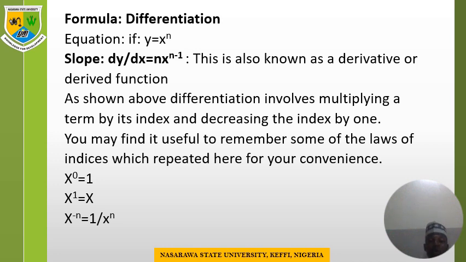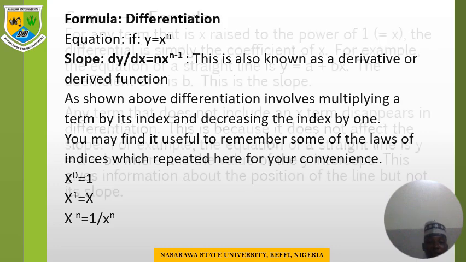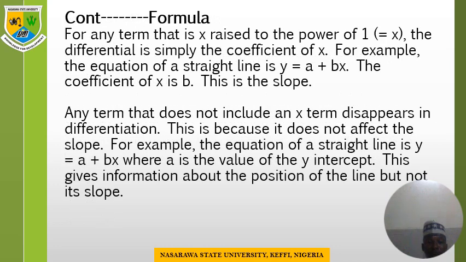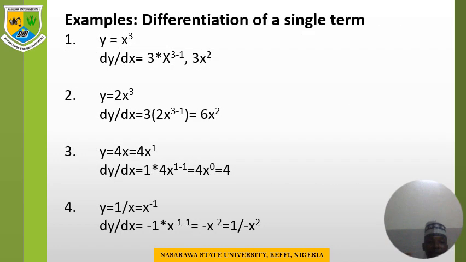But according to the law of indices, if there is a negative index, it should be written as 1 all over the term raised to the power of the index. After knowing the formula, we have to look at some examples of differentiation of a single term. Look at the examples given to you from the last of the PowerPoint.